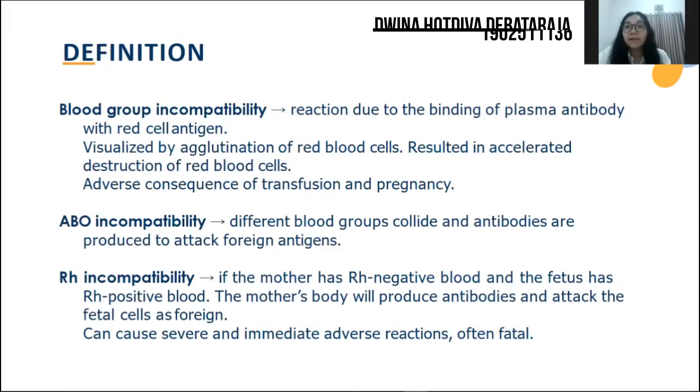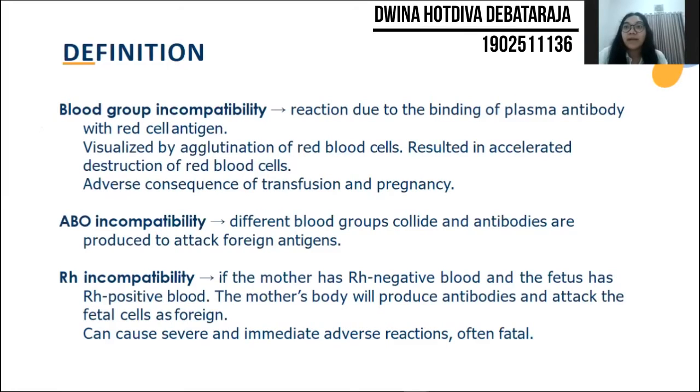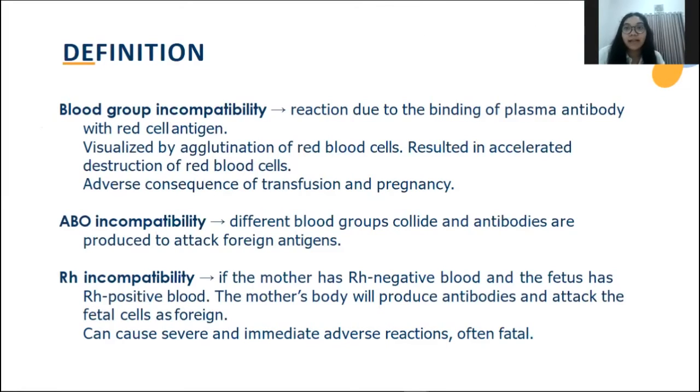Definition. Blood group incompatibility is a reaction caused by the binding of the blood plasma antibody with red cell antigen. In lab tests, this reaction is commonly visualized by agglutination of red blood cells. Antigen-antibody reaction can occur as an adverse consequence of pregnancy or transfusion, resulting in accelerated destruction of red blood cells. Blood group incompatibilities can be divided into two, which are ABO and rhesus incompatibility.